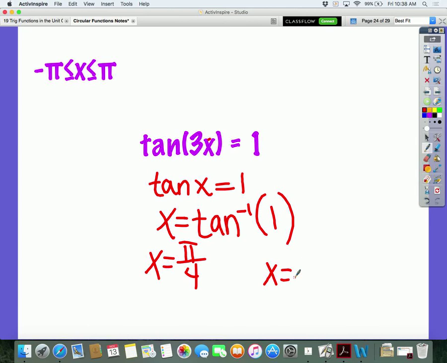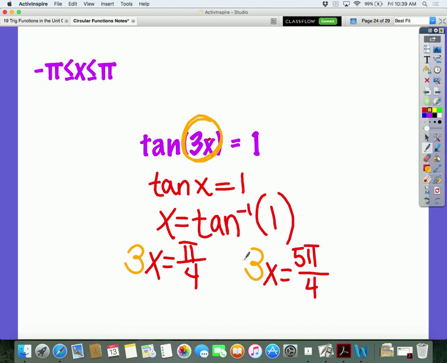So that happens in our third quadrant, and 5 pi over 4. Okay? But these aren't our solutions. Remember, this problem was a 3x, not just the regular x. So this is where we do that additional step.